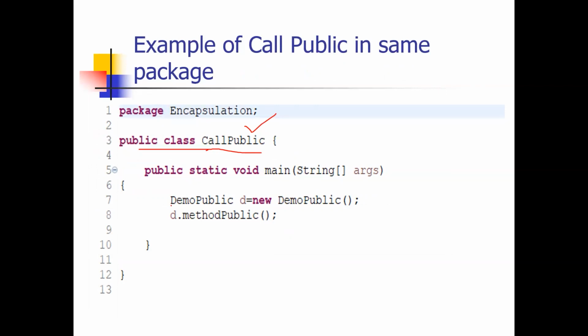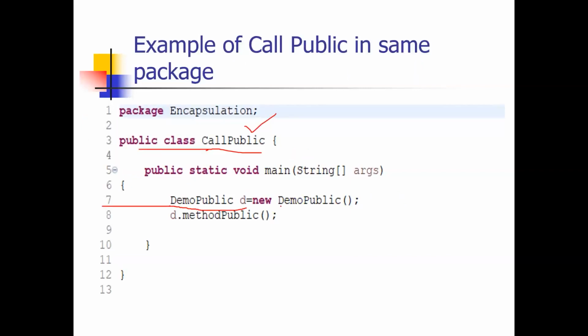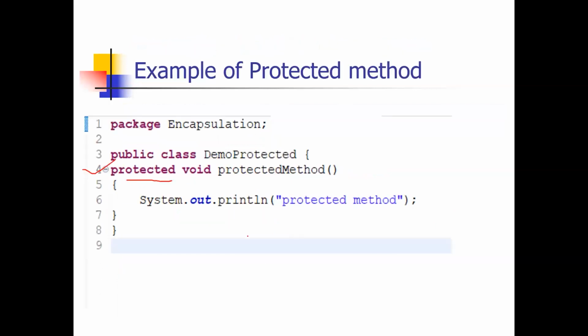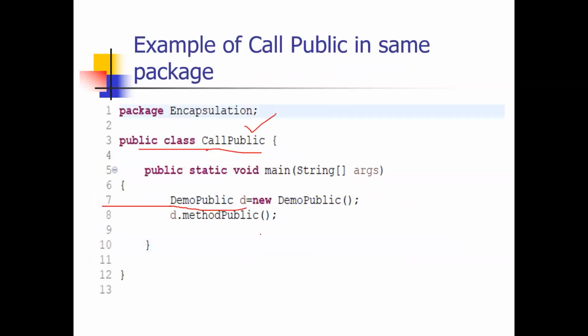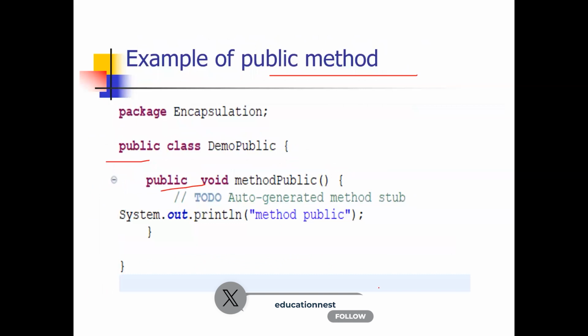In the main method, we are creating an object of demo public, which is a different class, in the same package but with a different class name. Here the class name is call public, but we are not creating an object of this. We are creating an object of the other class. So demo protected equals new demo public. Now we call this method, the protected method, B dot protected method. Not protected, it's an example of public. So it is taken from this object, this public method.